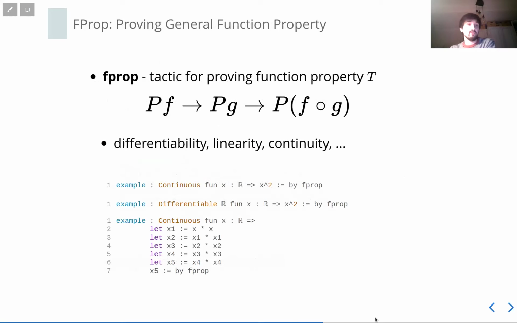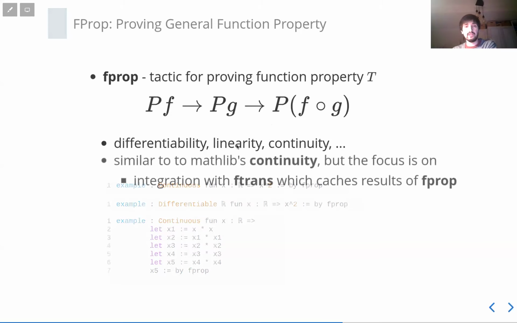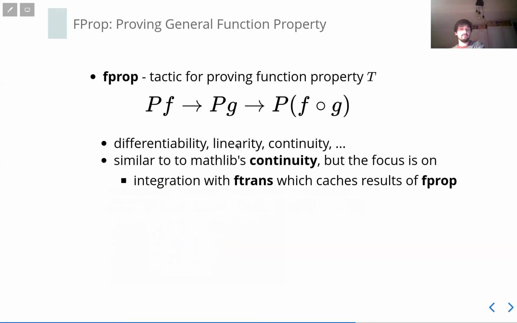In tandem with the FTrends tactic, there is also the tactic FProp, which is used for proving function properties like differentiability, linearity, continuity. Again, it is designed for proving that the property of a composition is true if the property of f and g are true. You might think that there is already a tactic for stuff like this in Mathlib, which is called continuity, which is backed up by aesop. But the reason I'm implementing FProp is that it's tightly integrated with the FTrends tactic.